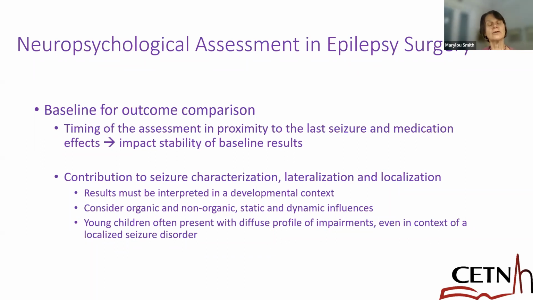And I want to point out that young children often present with diffuse profiles of impairments, even in the context of a localized seizure disorder. So this disruption with the development of the brain and the brain networks early in life can result in much more generalized deficits than we see in individuals who have later onset of their epilepsy.